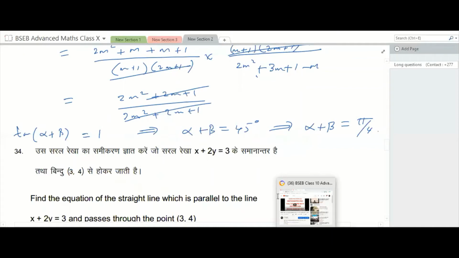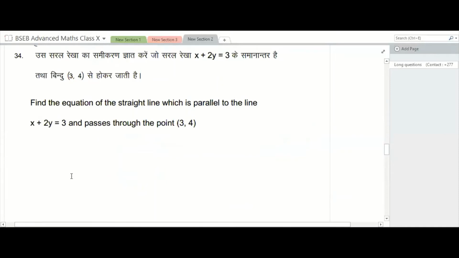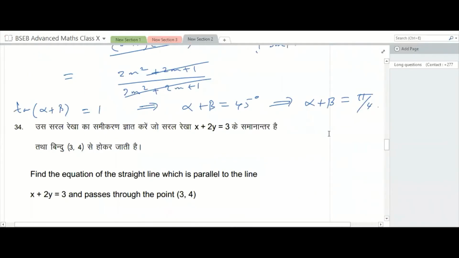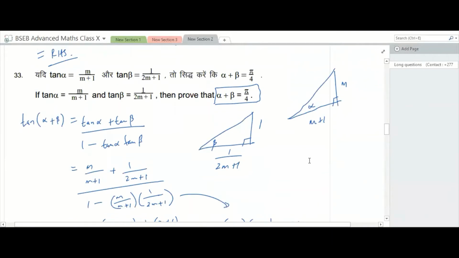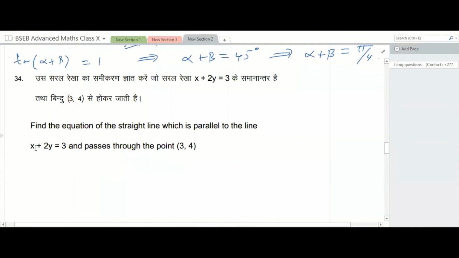Next question, guys. Question number 34 says, find the equation of the straight line which is parallel to the line. Just going back, alpha plus beta is equal to pi by 4. That's what we needed to prove here. See that? Alpha plus beta is equal to pi by 4, which is correct. So let us get back to question 34.